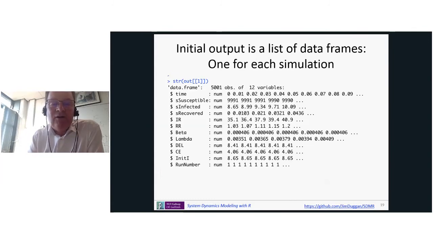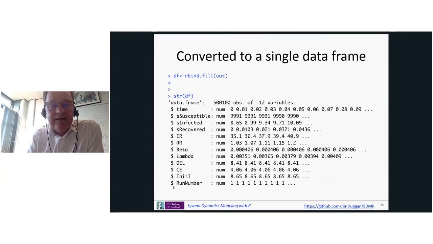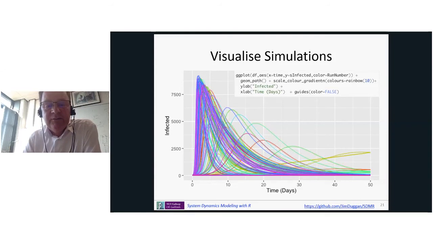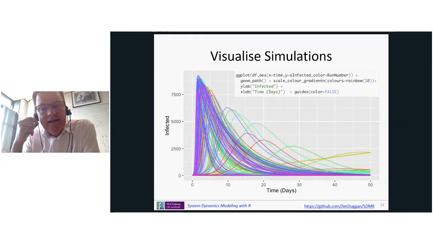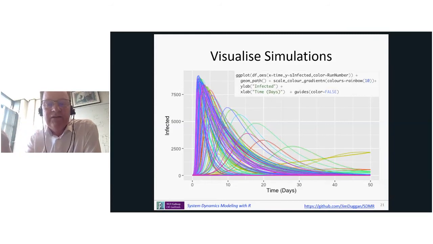The point is that this is what R really likes. R likes big data, so you've got a lot of data in a data frame, and you can start to use plotting functions to straight away visualize things. So rbind puts it into one big data frame. Here we can see it's 500,000 observations, and this is where I think you get the value from the visualization. With this function you can plot the time on the x-axis and the infection curve on the y-axis, and color this by the run number. You can take a scale of colors from the rainbow, 10 different colors, and visualize all your simulation runs in one go.